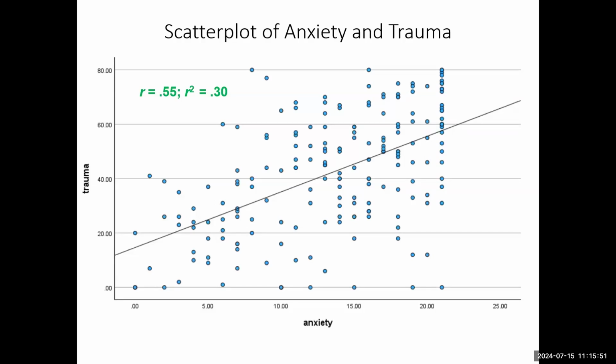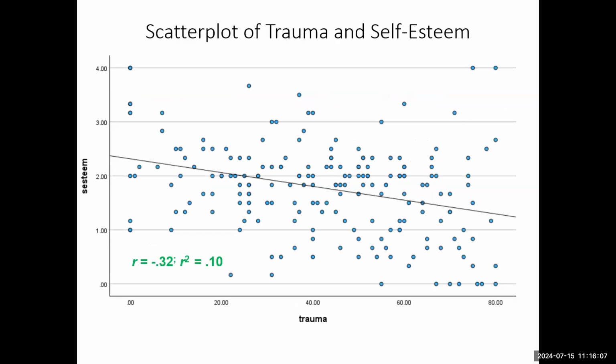Okay, this association is positive in nature, which in general suggests that lower values of X are associated with lower values of Y, and also higher values of X are associated with higher values of Y. Okay, in this scatter plot, we're looking at the correlation between trauma on the x-axis and self-esteem on the y-axis. The correlation is negative 0.32, and its square is 0.10.